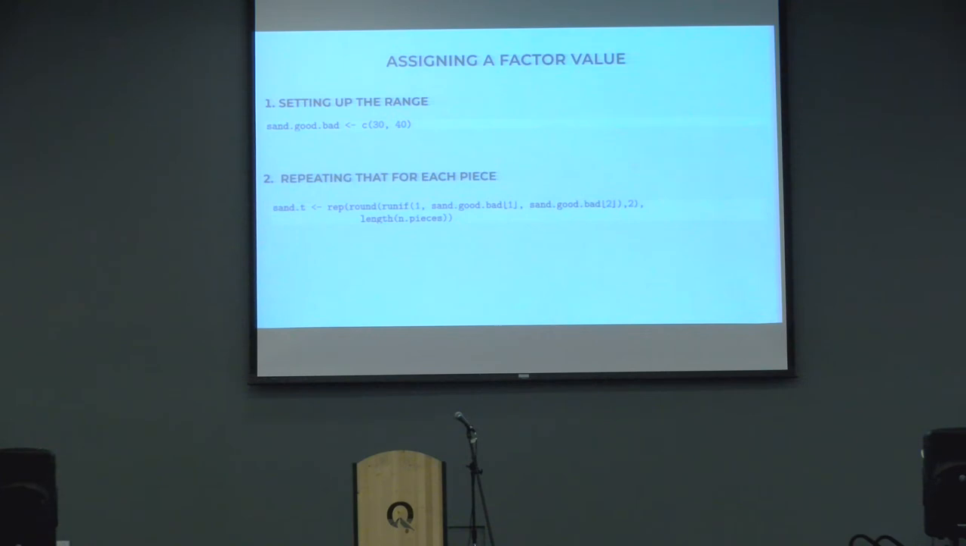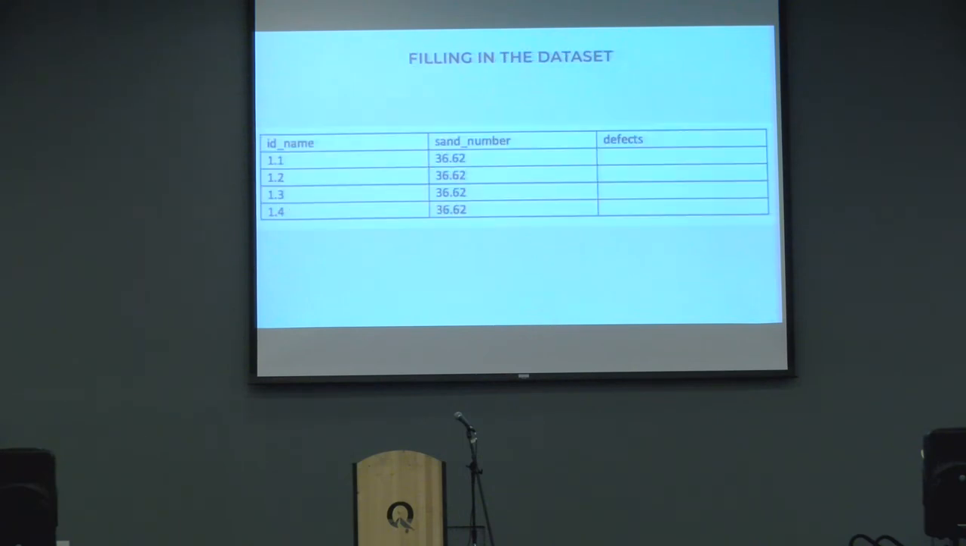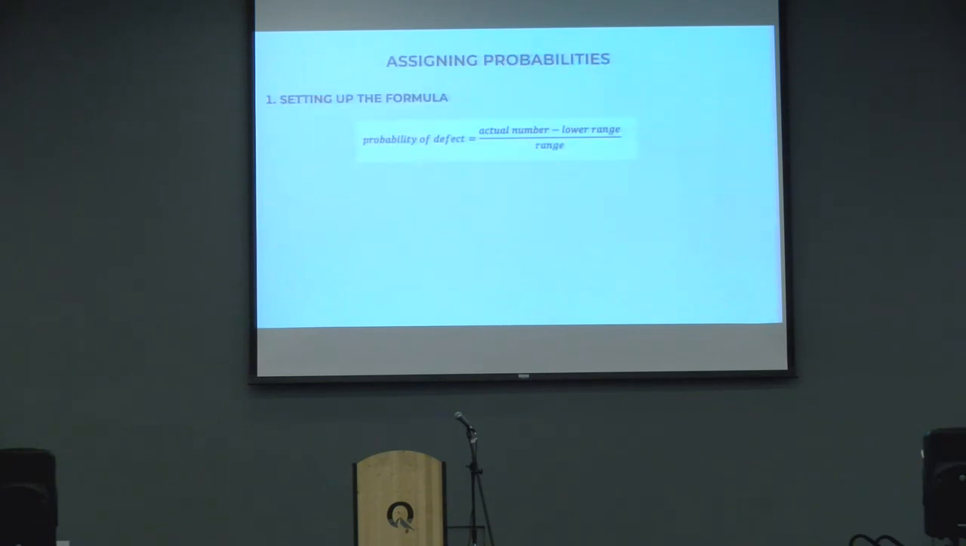To assign the value to a factor, we first need to set up the range. So in this case, 30 will be a good range, and the higher it goes to 40, the worse it will be. And then we need to repeat it for all the pieces in the batch again. So in our case, the number is the same for all pieces within one batch, and it varies across the set, across the batches. Now we can assign probabilities to our number. So first we can set up the formula. We want the lowest range to be the lowest probability. And this is the formula on the screen.